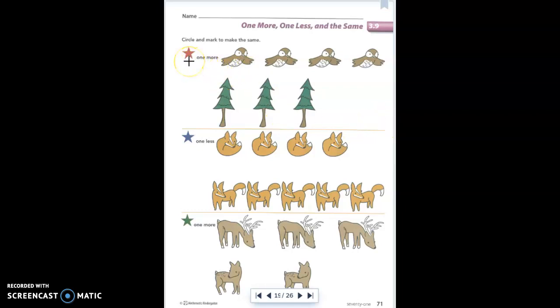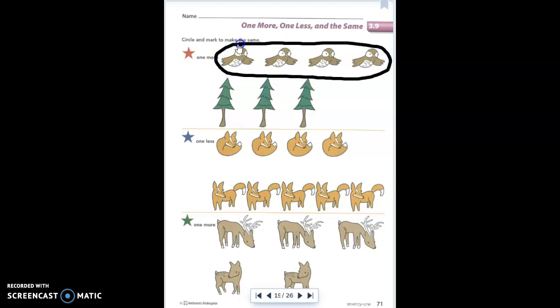For the red star, we're going to look at these two groups and compare them, and they want us to circle the group that has one more. So if I look at the owls, I have 4 owls, 1, 2, 3, 4, and the trees I have 1, 2, 3. I know that 4 is more than 3, and I can also just easily look at this and see that I have an owl without a tree, so I know that the owls are a larger group.